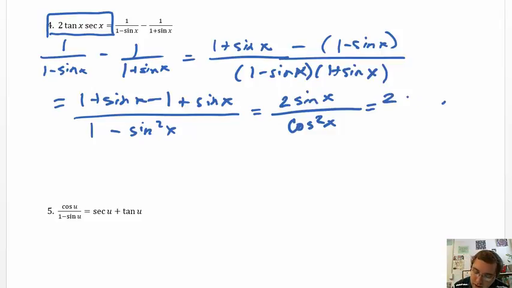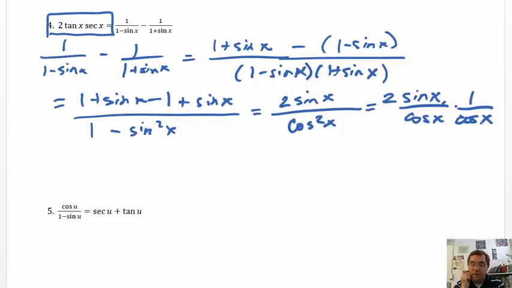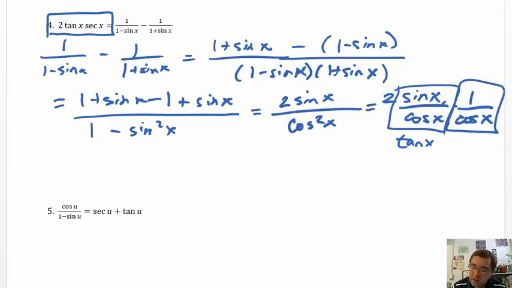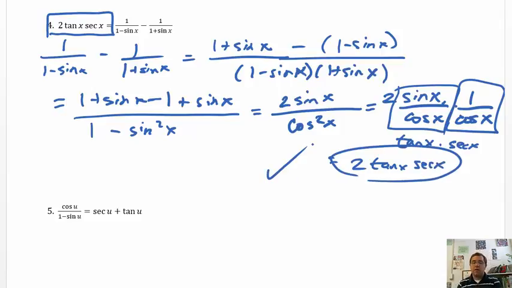So let's rethink this as sine of x over cosine of x times 1 over cosine of x. Let's break up that cosine squared that's on the bottom as a cosine times a cosine. And think of it as two fractions that are multiplied together. That way, this sine of x over cosine of x becomes a tangent of x, and the 1 over cosine of x becomes secant of x. That gives me exactly what I wanted. I have the 2, I have the tangent of x, and I have the secant of x. And all of a sudden, I'm done.